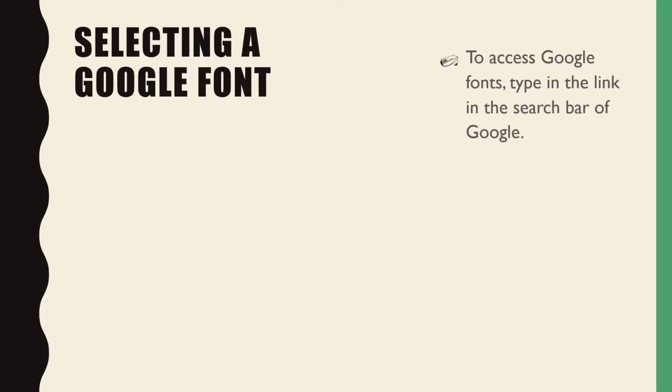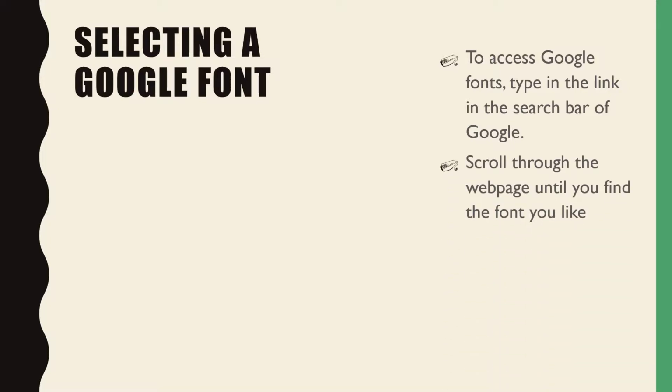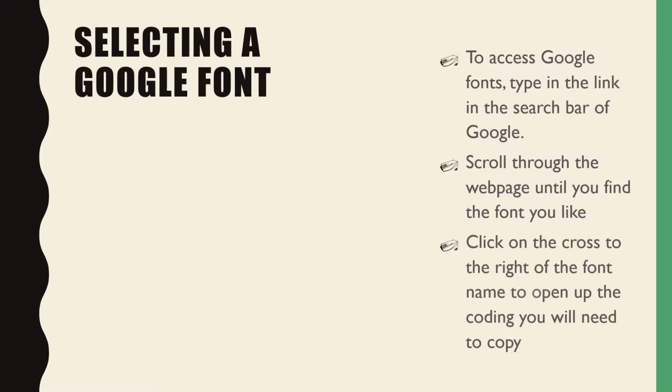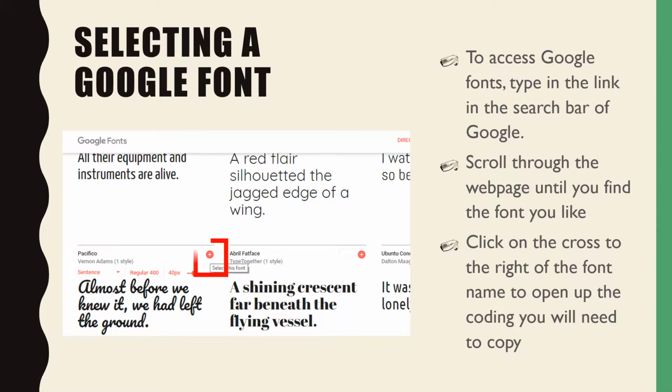Selecting a Google font. To access Google Fonts, type in the link in the search bar of Google or go to the class website and click on the link. Scroll through the web page until you find a font that you would like to use. Click on the cross to the right of the font name to open up the coding you will need to copy.